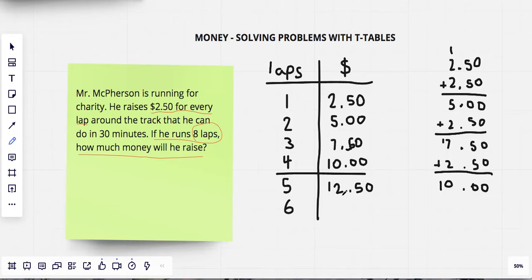If I'm going to add 2.50 to this, it's like going back to this step here, so I'm going to be at $15. And if you're still struggling seeing that pattern, it's always good to have coins on hand, or just keep a running total going as you move along here. 7 laps. Well, if 1 lap was 2.50 and 2 laps was $5, then I'm going to be at the 7.50 here, so that's going to be $17.50.